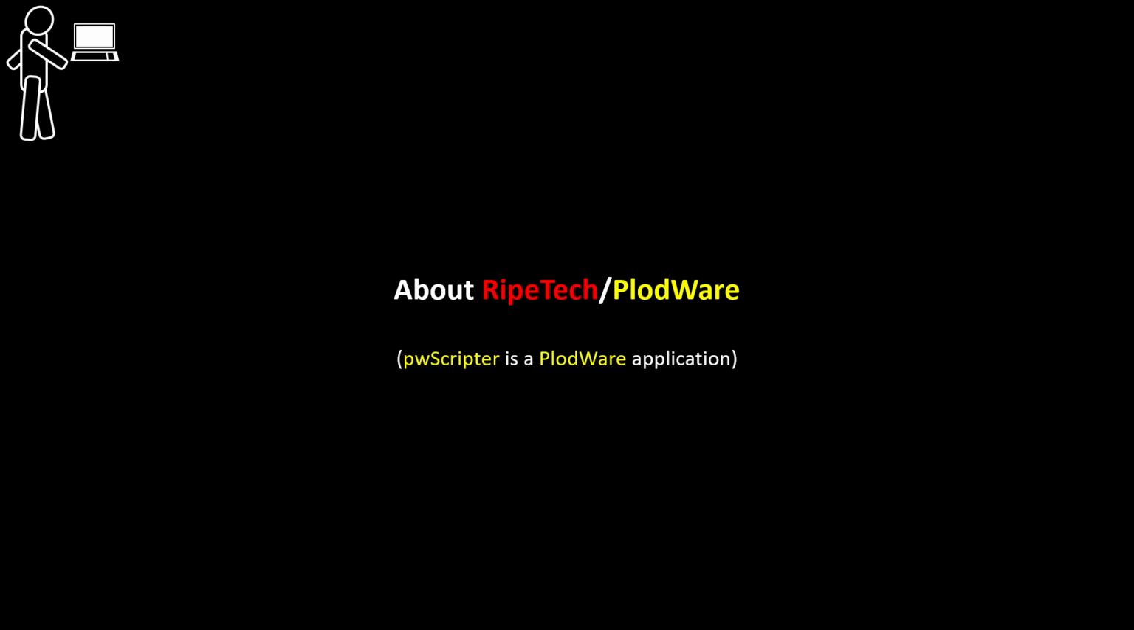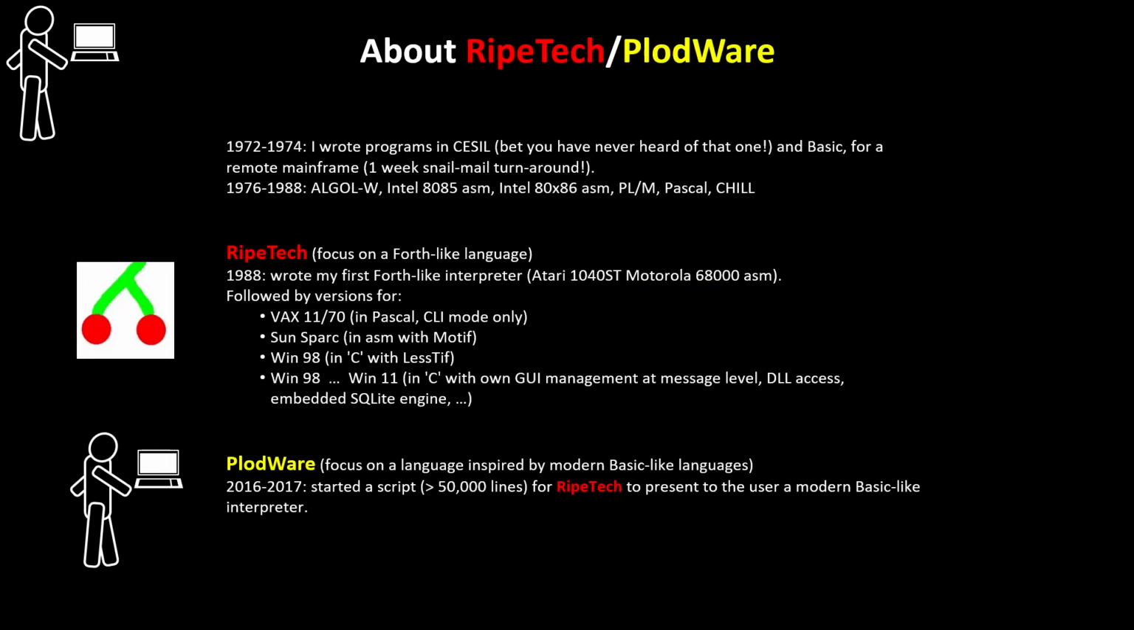Right, I've talked about RipeTech and PlodWare. There is a slight difference. A little bit of history. I started in around 72, 74 at school, programming in a language called Cecil, which you've probably never heard of, and of course BASIC. Unfortunately, the BASIC was done on a snail mail basis where we had to post it off to the local council offices who typed it in for us, ran it, and then sent us back a sheet saying error, in line, whatever. However, it was a start.